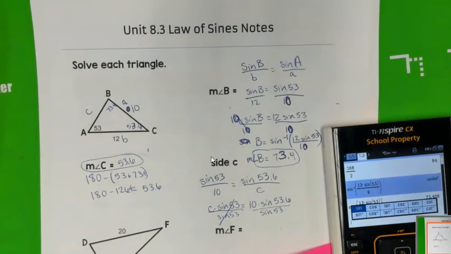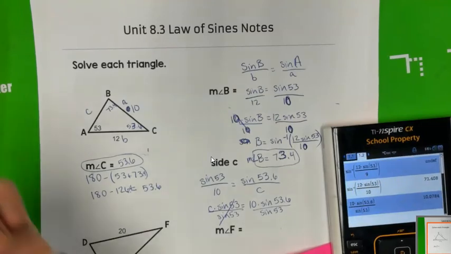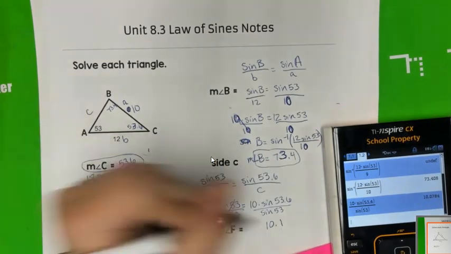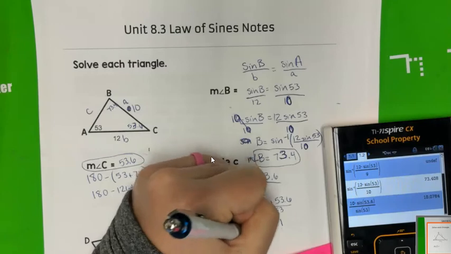So we're going to do 10 times sine of 53.6, and then divide the whole thing by sine of 53. We end up with 10.1 for side C.